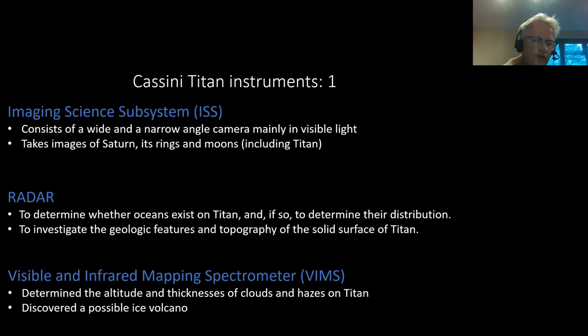So not only did Huygens have the instruments that I described, but Cassini did as well. And with those instruments, it made some extraordinary discoveries on Titan's surface, and made important conclusions about what exists inside Titan as well. The imaging science subsystem consisted of a wide and a narrow angle camera that mainly looked in visible light. So that would not have been able to penetrate the atmosphere of Titan. But nevertheless, it did take many beautiful images of Titan as well as Saturn and its rings and moons.